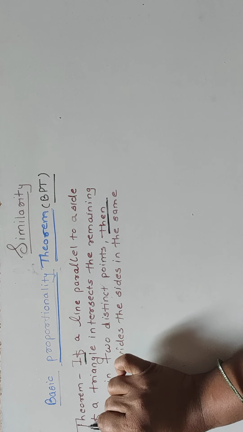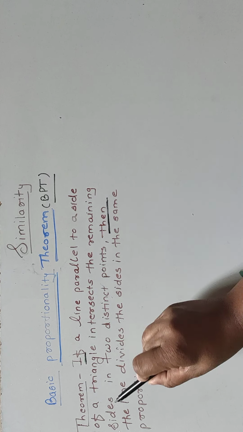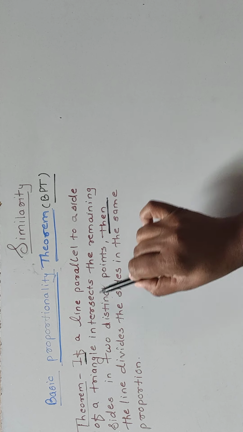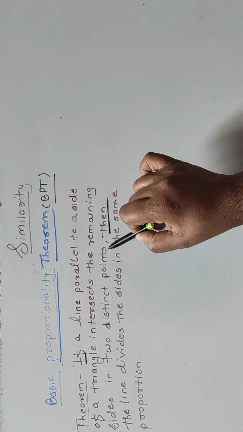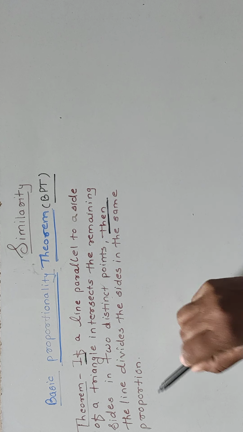In this theorem, what they gave us is: if a line is parallel to a side of a triangle and intersects the remaining sides in two distinct points, then the line divides the sides in the same proportion.